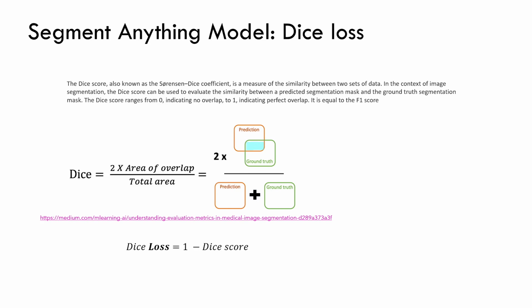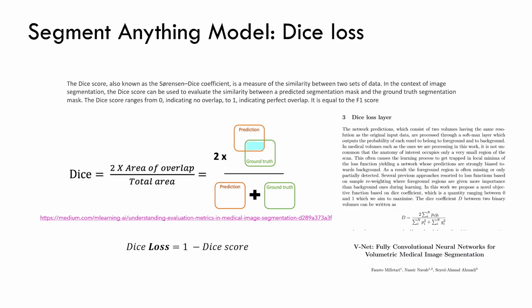If you want more information about this dice score, which is very commonly used, I suggest you click on this link. It's on Medium. It's a nice article on how it works. And the dice loss was introduced in this paper, V-Net. I think it's from 2015.